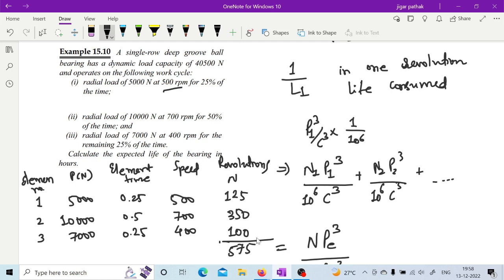Is it correct? Yes, sir. Here this is a time element, but when you convert it into revolutions, then this N1 represents the revolutions during that particular time. Is it clear?